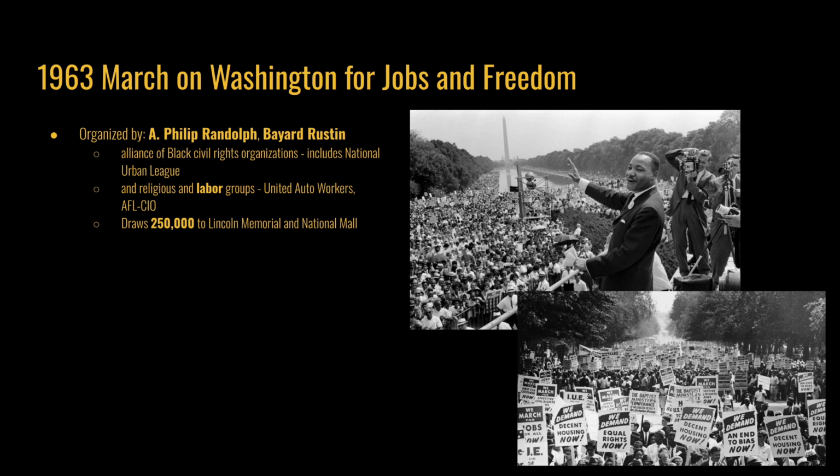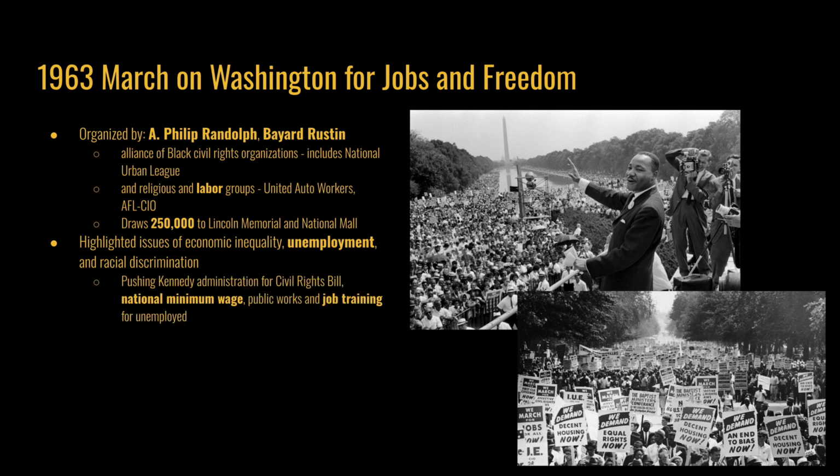It was also notable for being one of the first large-scale civil rights events to include significant participation from white allies, reflecting the broadening support for the movement. The march highlighted issues of economic inequality, unemployment, and racial discrimination, and it aimed to push the Kennedy administration to advance a civil rights bill. This legislation, already proposed in the aftermath of the violence in Birmingham, sought to address racial segregation and voting rights while also incorporating provisions for a national minimum wage, public works projects, and job training for the unemployed.